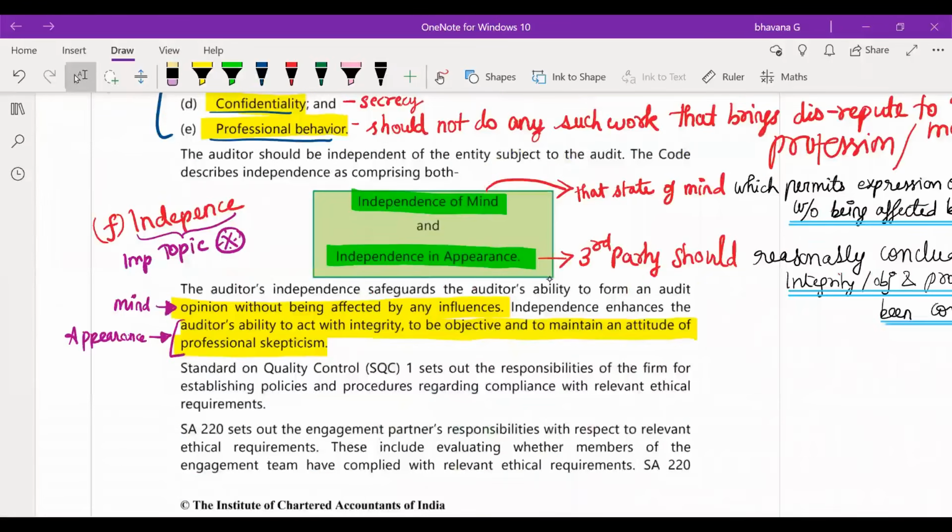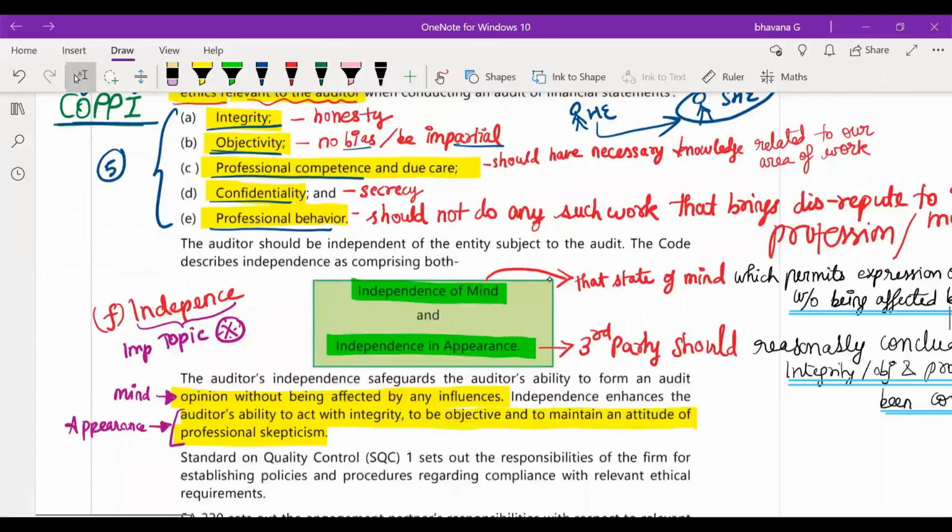Apart from these 5 points, there is a 6th point. It talks about the independence of an auditor. When we studied the definition, you know that auditing is an independent examination of financial statements. So the first word we read when we started auditing was independent. What this independence means is what we are going to study in detail now.